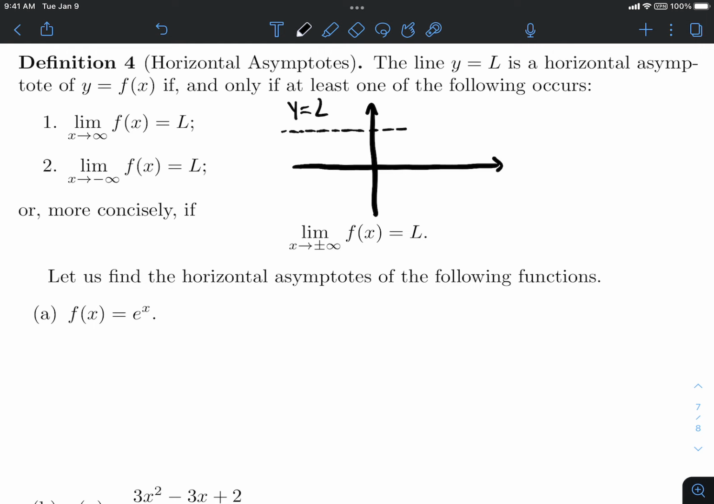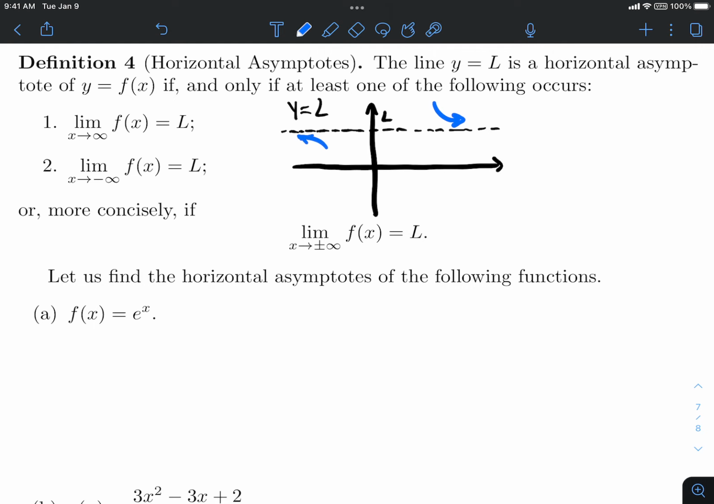This is a horizontal line at the height of L on the y-axis. So this is L. And for the graph of a function to approach that indefinitely, it needs to be going to the right like that, right? It needs to be going either to the right or to the left. So the graph could approach from the top too.